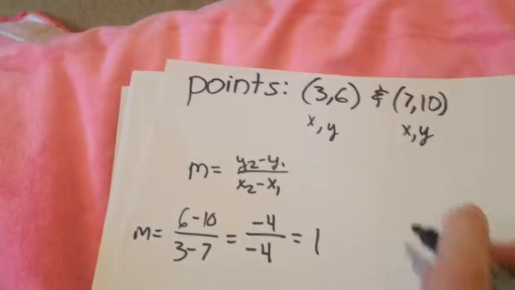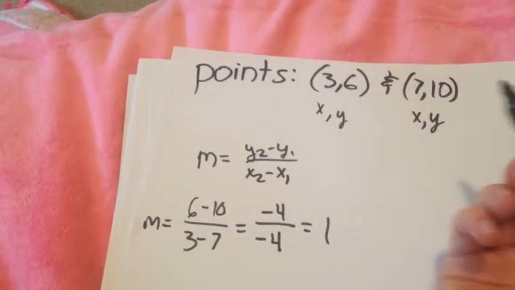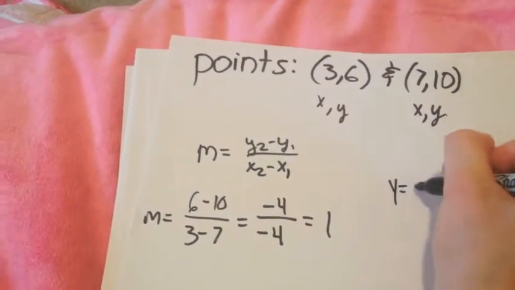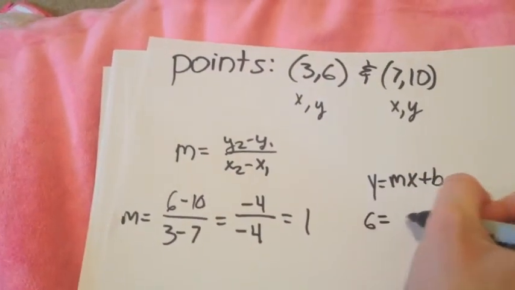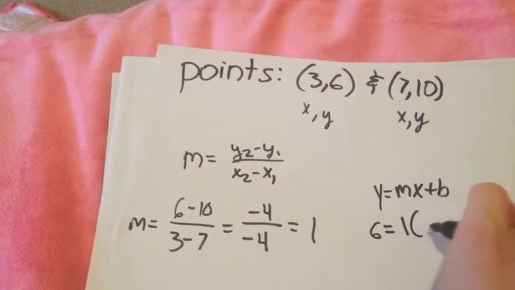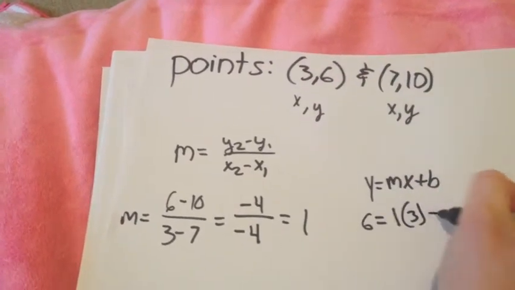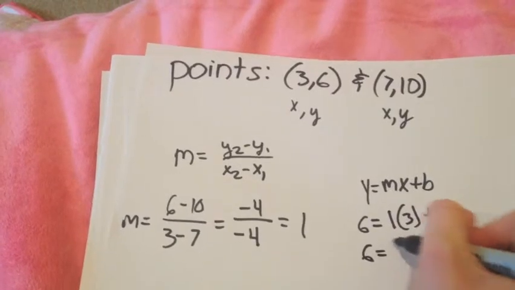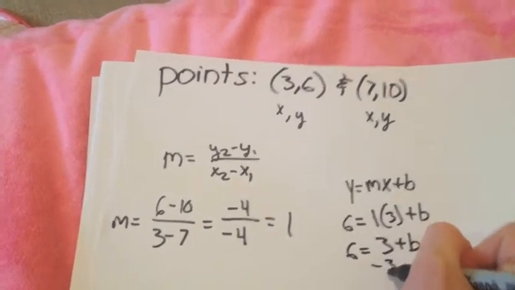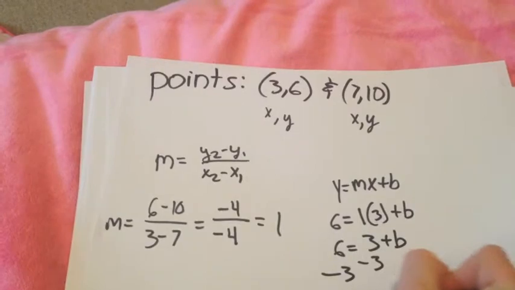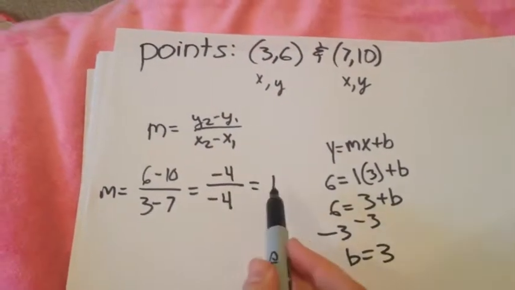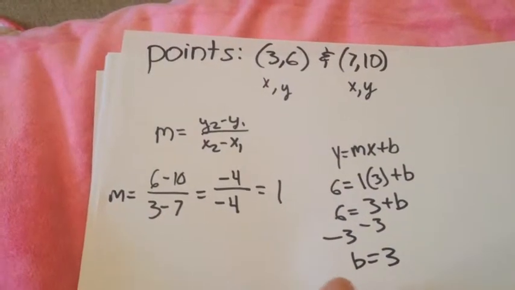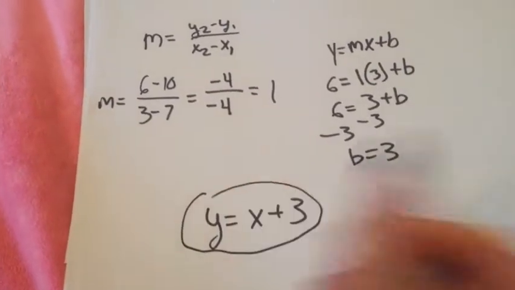Now that you have your slope, you could choose any point. I'm just going to choose the first one. And you plug it into the equation y equals mx plus b. So then you do 6 equals your 1 times your x, which is 3, plus b. Then you get 6 equals 3 plus b. When you subtract the 3 from both sides, you get b equals 3. Now that you know that your b equals 3 and your slope is 1, you know that the equation is y equals x plus 3. And that's your final equation.